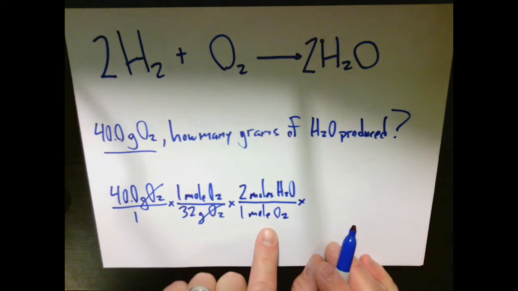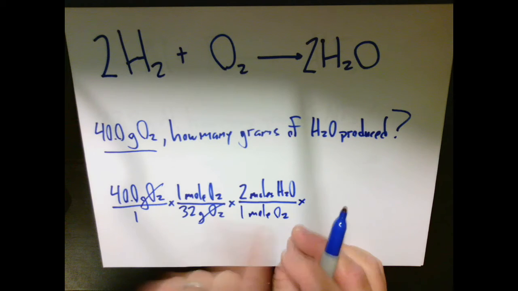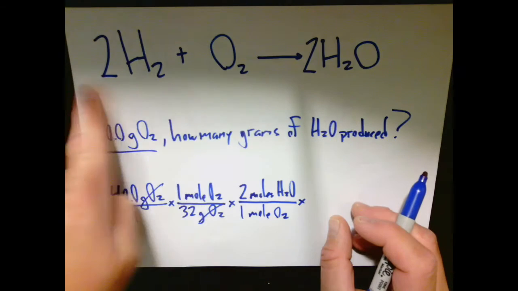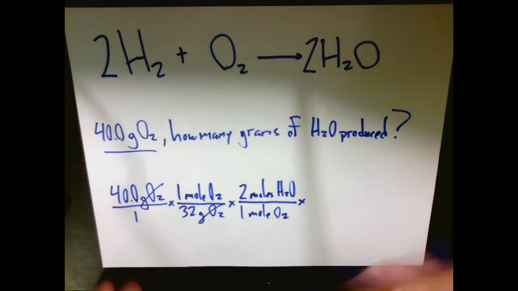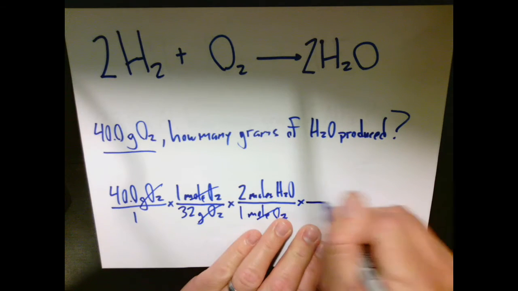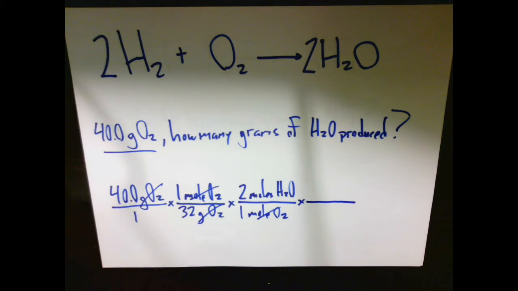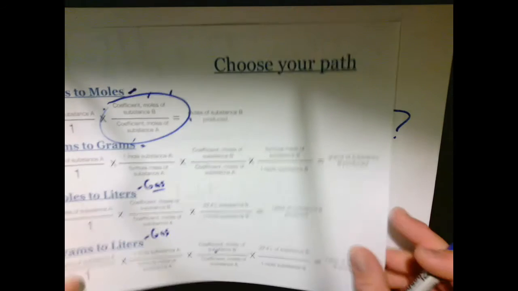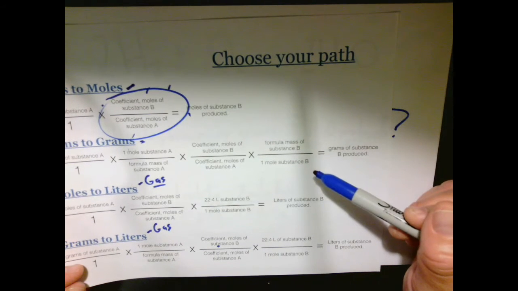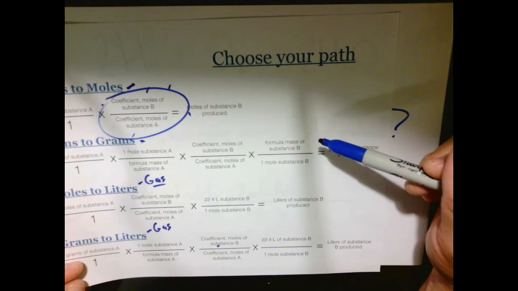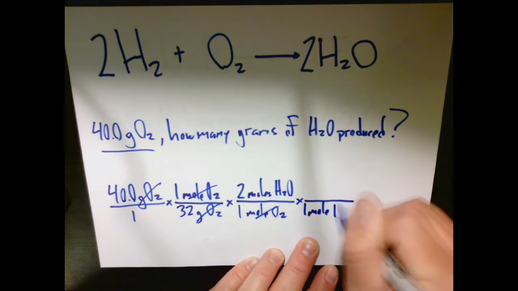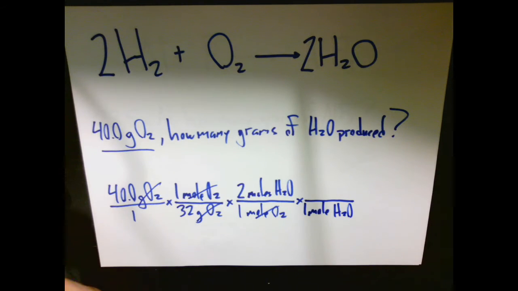So this fraction allows us to convert from oxygen to water based on this recipe, so to speak, this balanced chemical equation. So moles of oxygen cancel out. Final step, we want to know grams of water, not moles. So again, looking at our pathway, last fraction, 1 mole on the bottom, formula mass on the top. So in the denominator, 1 mole H2O, and on the top, formula mass.